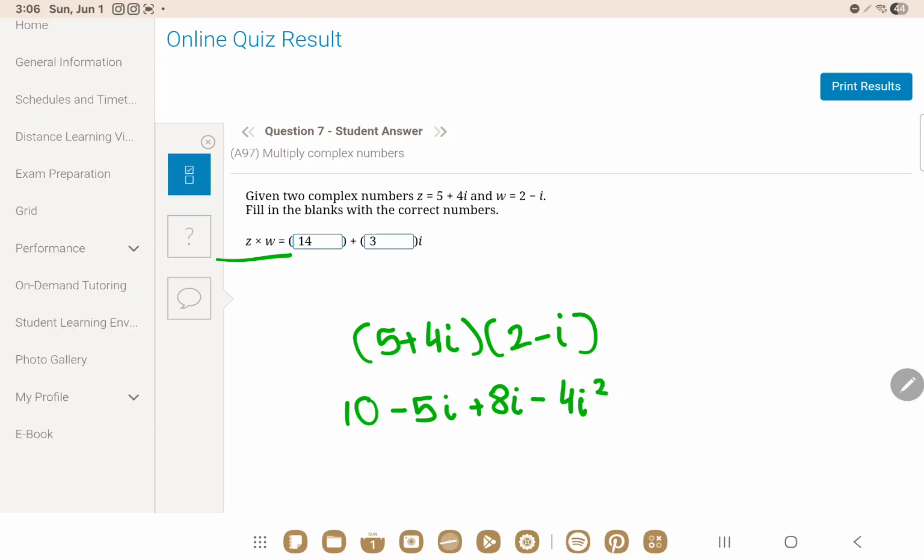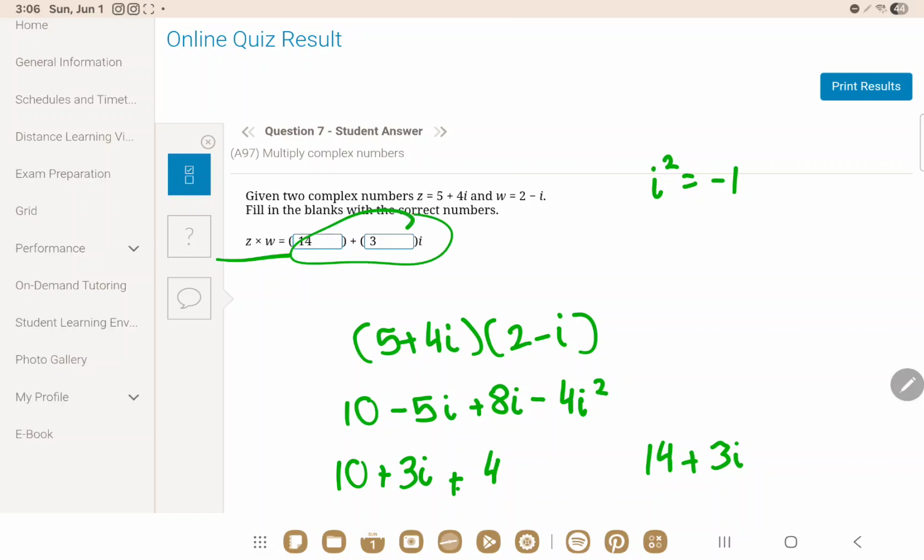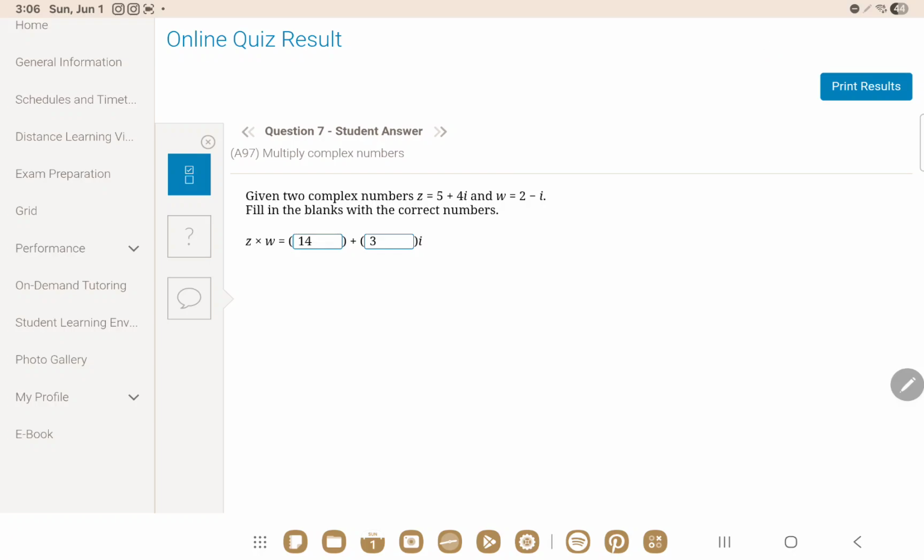Now that we have everything, so 10 plus 3i minus 4i squared. Now what do we know i squared is? i squared equals negative 1. So we can replace this by negative 1. Negative 4 times negative 1 is plus 4. Now 10 plus 4 is 14 plus 3i. And that's how you reach this answer. Now let's move on to the next question.